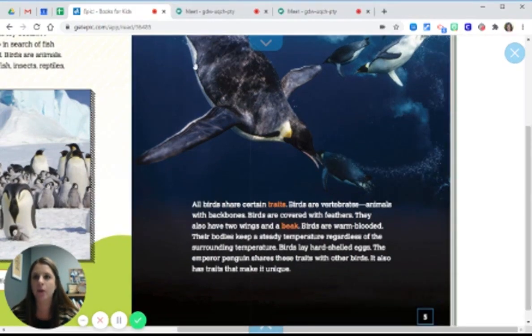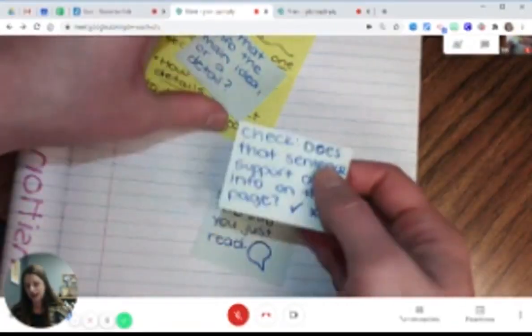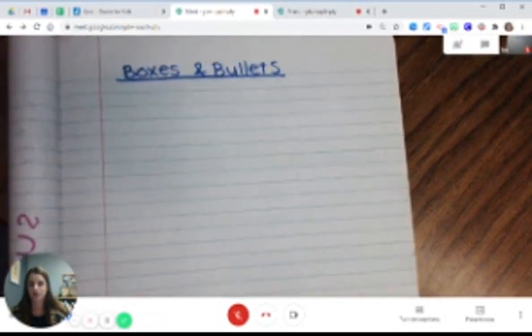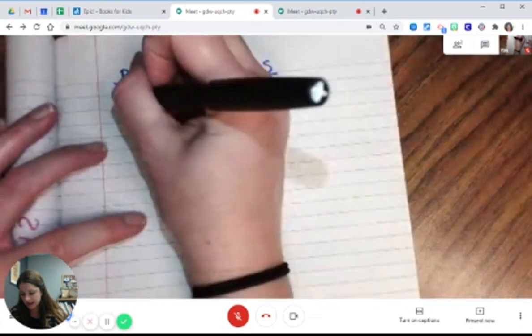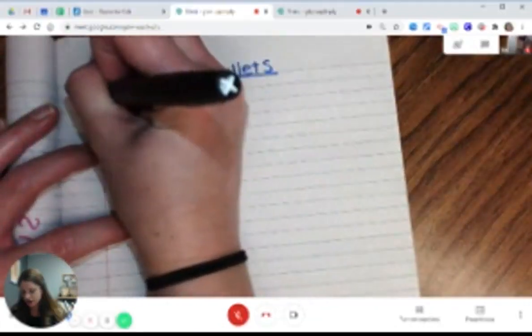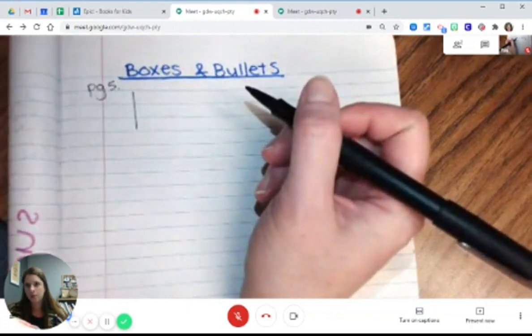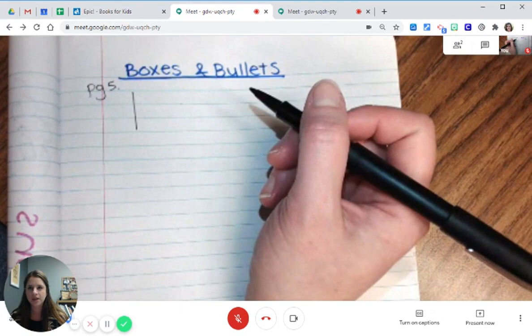So let's go back, and I want to show you how you can write this information out as boxes and bullets, and that really helps organize your thoughts. You might eventually see this as a strategy in writing too, so this is a really great connection. Okay, so my big idea, I'm just going to write page 5 here so I know which page we're talking about. So my big idea on page 5, what was the big thing that the author was trying to teach us again?